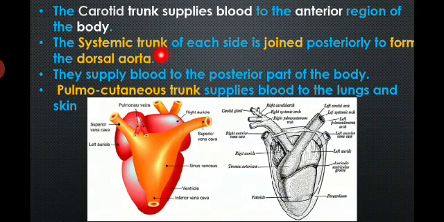Okay, the head region. The second one, the systemic trunk, present on either side, right and left, joins posteriorly to form the dorsal aorta. Okay, the dorsal aorta. So they supply blood to the posterior part of the body. Posterior means the leg region, thigh region, trunk region. Okay? And another one, the pulmocutaneous trunk. This blood vessel supplies blood to the lungs and the skin.